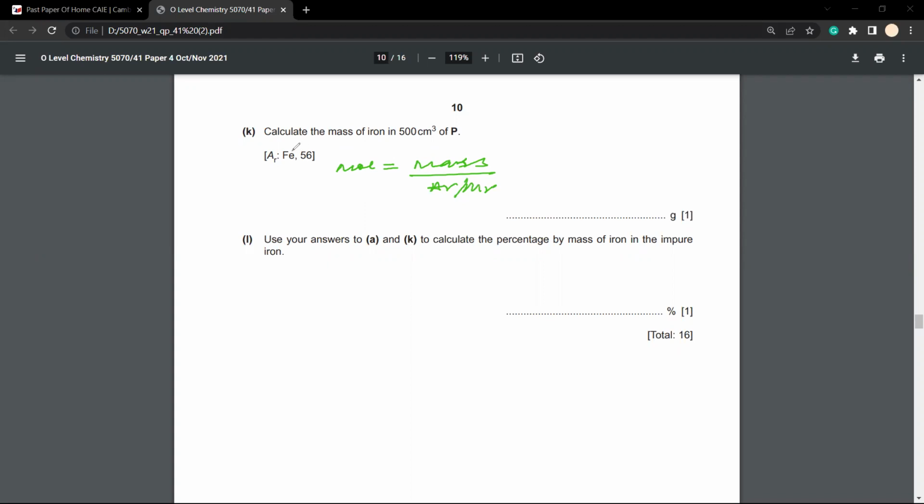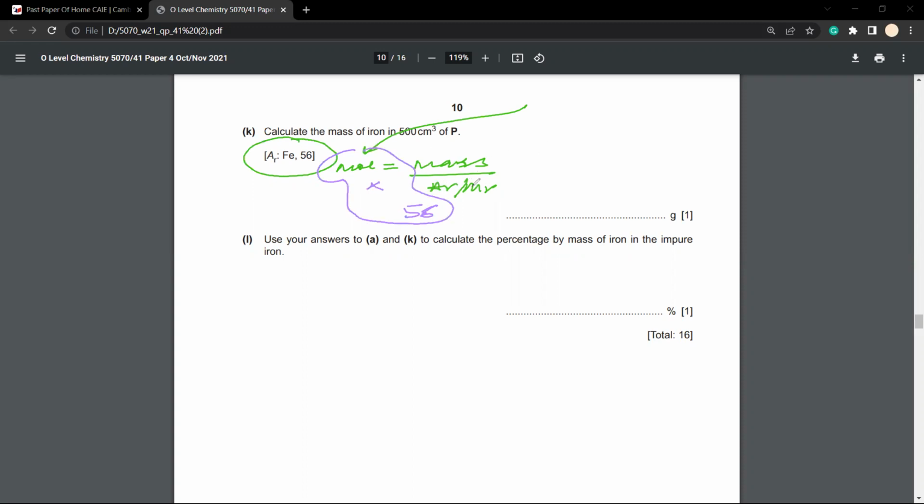Remember one thing, that in the ATP paper we don't get the periodic table. So whatever the values of AR they will be given to you as a part of the question. That is the reason they have given us iron as 56. Now moles we are taking from the step ahead. AR we know is 56, right? Now when we multiply these moles with the AR, we'll get the mass, right?